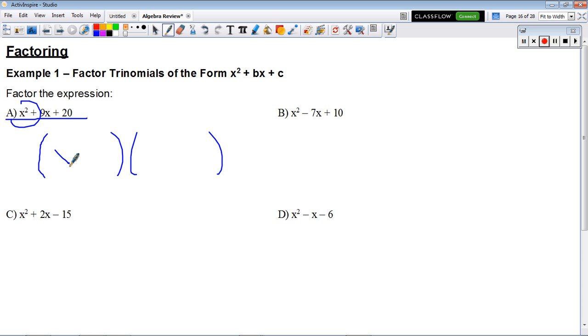Well, x times x is x squared, and that's what goes in the front there. Then I take the 20, and over here I list some of the different possibilities of numbers that multiply to equal 20. So I have 1 times 20, 4 times 5, and 2 times 10. If I don't know which numbers go in the back of the parentheses just from looking at the problem, what you always want to do is first try numbers that are closest together.